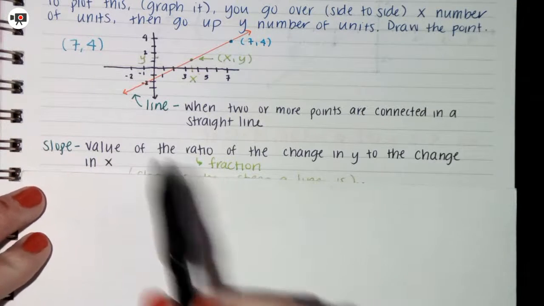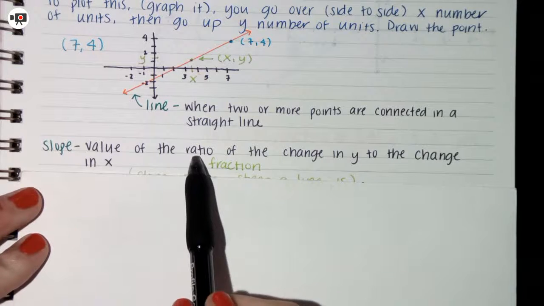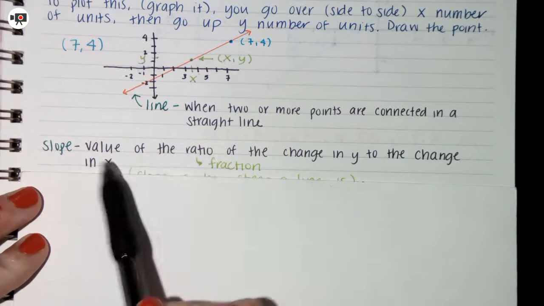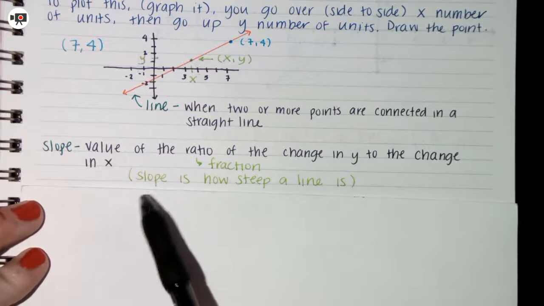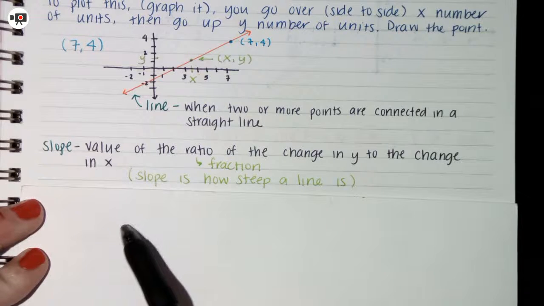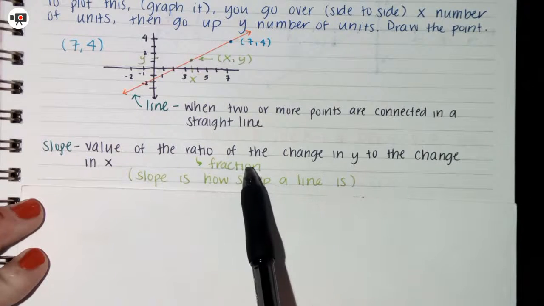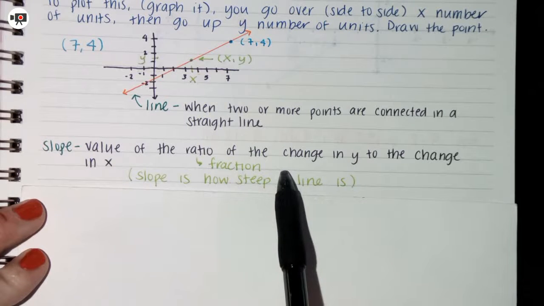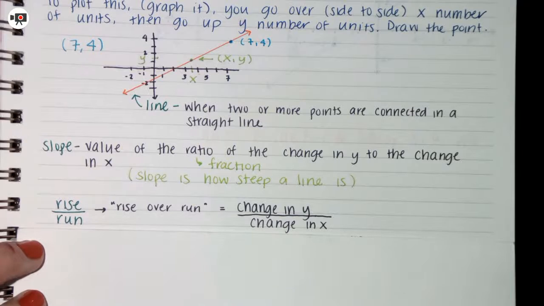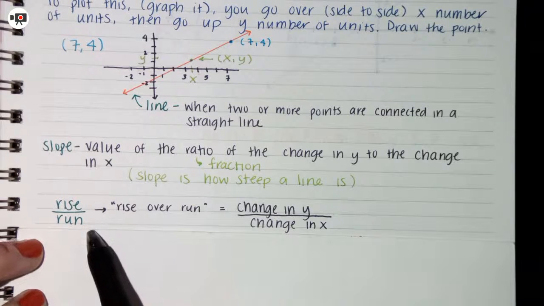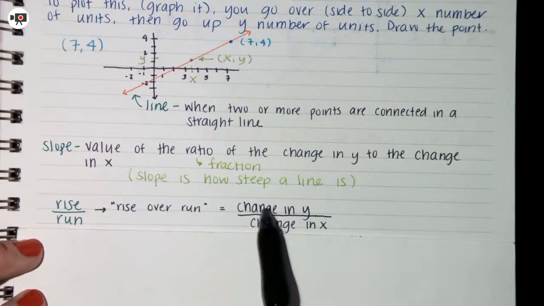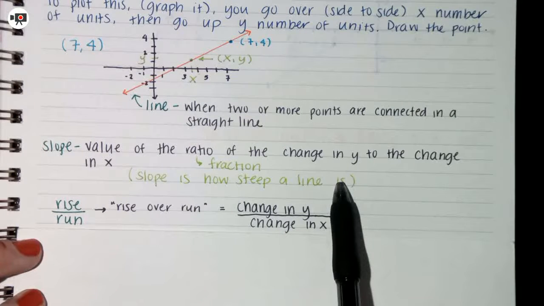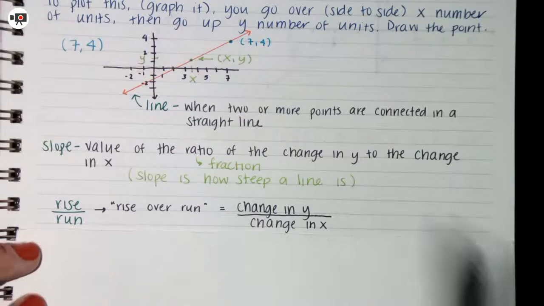Now we have slope, and slope is the value of the ratio of the change in y to the change in x. It measures how steep that line is. So we're looking for a fraction that's going to tell us how far up for how far wide to go from one point to the next. And we call this rise over run. The rise is the change in y, so how far are we going up and down, over the change in x, so how far are we going side to side.